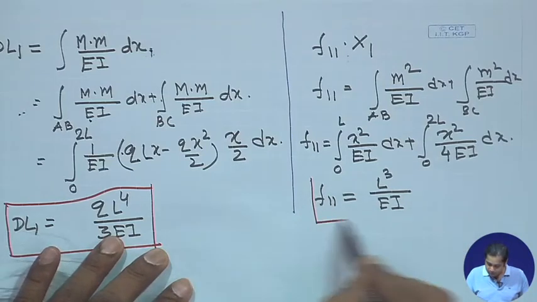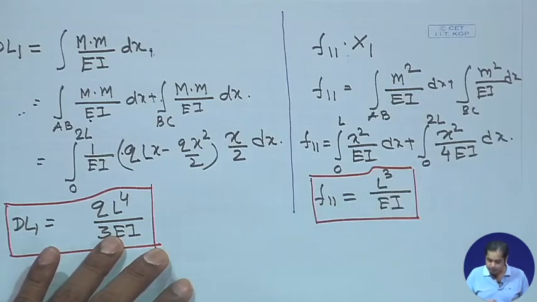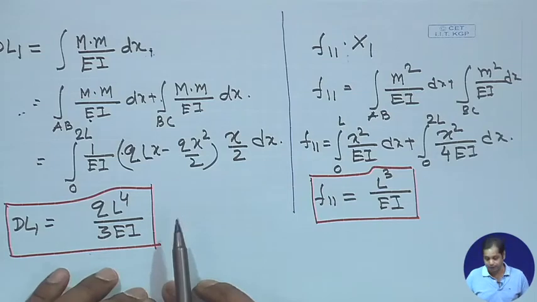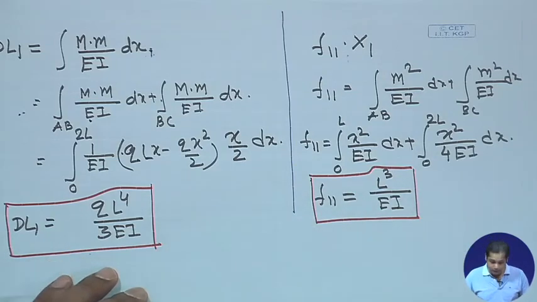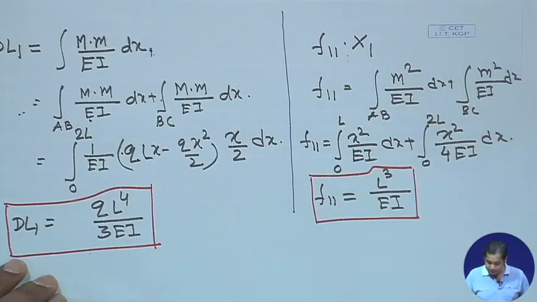So, this is the coefficient for the associated coefficient. Okay. So, it is the flexibility coefficient. Okay. Now, what is step 5?